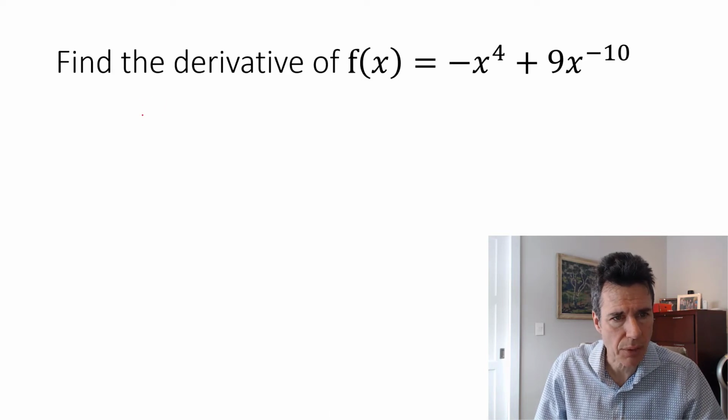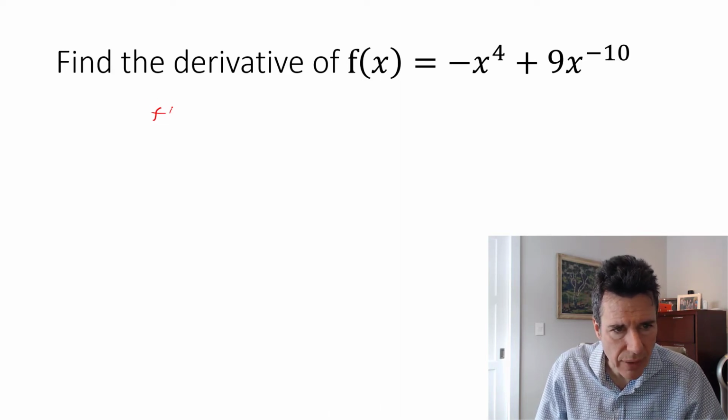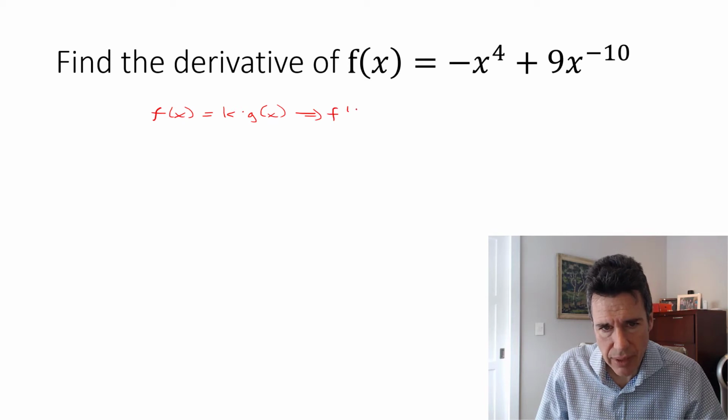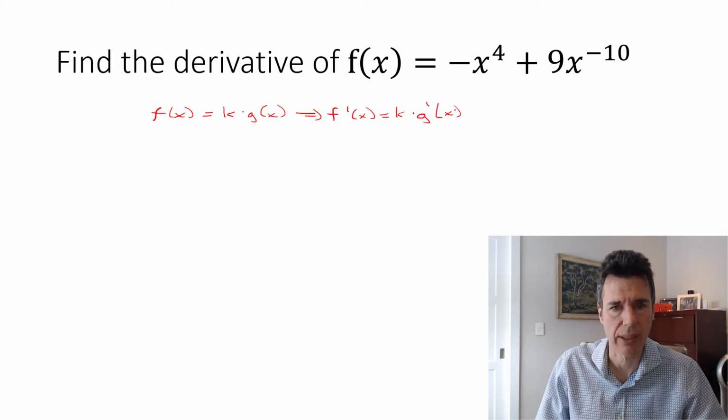So one property, which we often use: if f of x is k, some constant, times g of x, then we know the derivative f prime of x is k times the derivative of g of x, or g prime of x. So we use that property all the time. It becomes pretty natural to us.